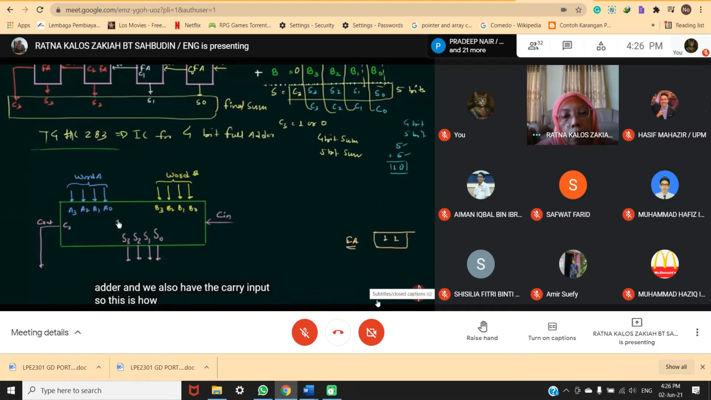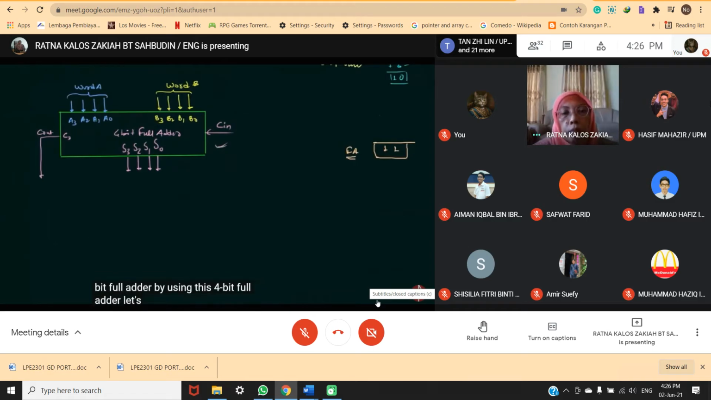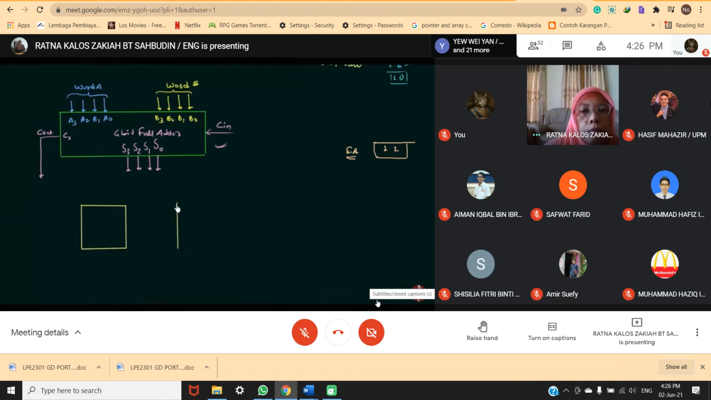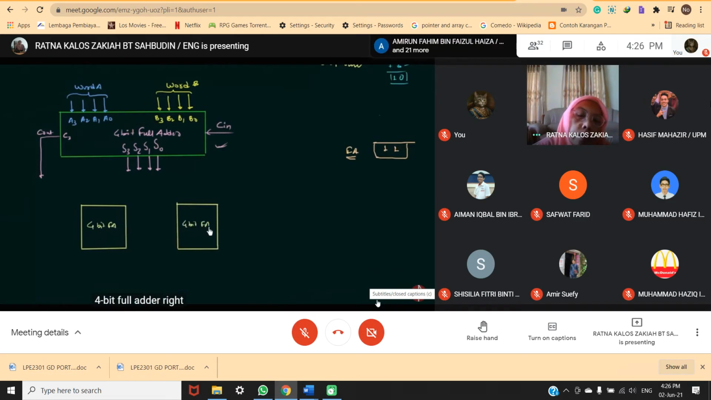So this is how a 4-bit full adder can be represented, and you can also have the 8-bit full adder by using this 4-bit full adder. Let's see how to do that. We will need 2 4-bit full adders. So let's make 2 4-bit full adders. These are the 4-bit full adders. Right? And we want to add 8-bit numbers.